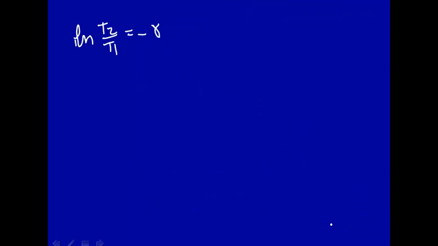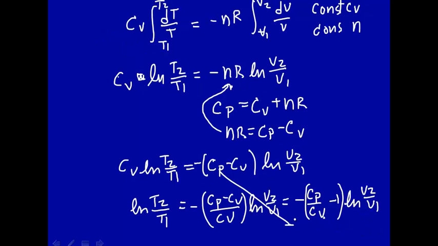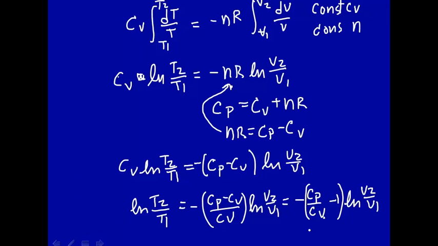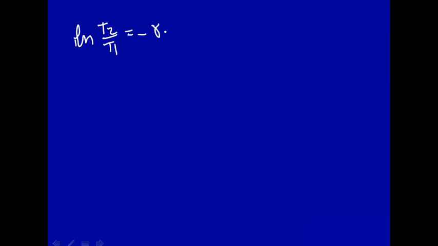Now look what I've done. Let me erase that. Okay, good. So people use the symbol gamma. We'll define this to be equal to gamma. So this will be gamma minus 1 times ln of V2 over V1.